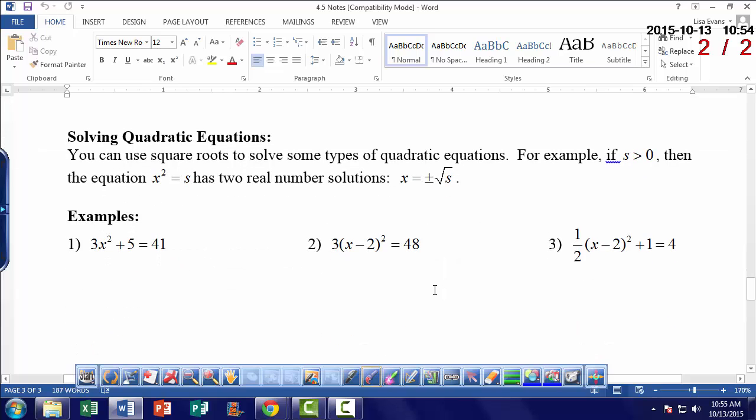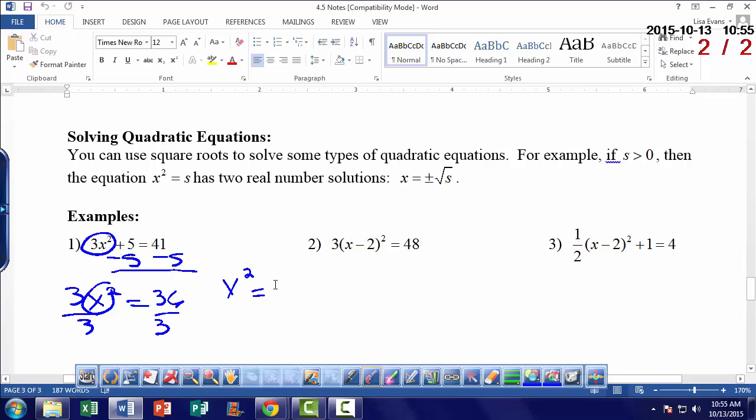Okay, now that we've practiced simplifying, we can go ahead and practice solving equations. Now, in order to solve equations with a squared term, when we only have a squared term, not also an x term, we are going to get the squared by itself. So my goal is to get this term by itself. I'm first going to start off by subtracting 5 on both sides. So we get 3x squared equals 36. The x squared is still not by itself, so go ahead and divide both sides by 3. So x squared equals 12.